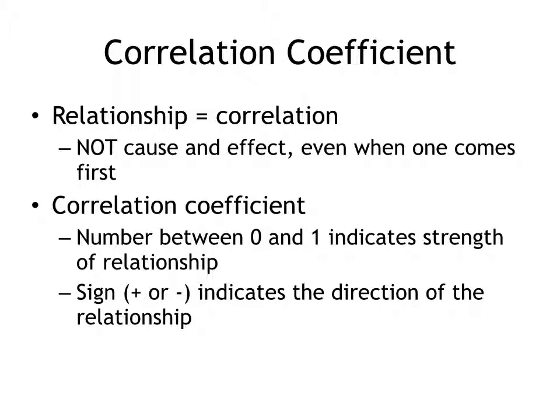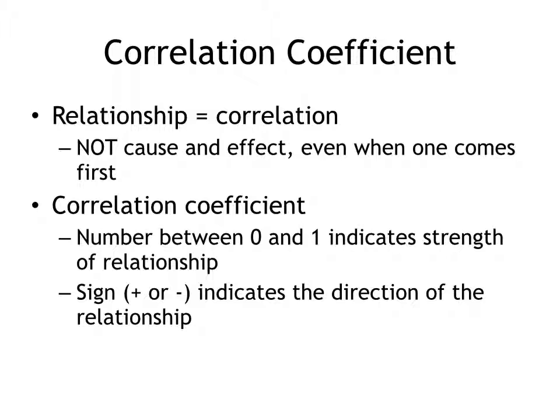We represent the relationship between variables with a number between 0, which means absolutely no relationship, and 1, which means you're basically measuring the same thing. There is a perfect correlation there, or a perfect relationship going on there. And we also give it a sign, and that indicates the direction of the relationship. So a correlation coefficient between 0 and 1 is given a plus or a minus, and that gives you the strength of the relationship, or the magnitude of the relationship, and the direction.